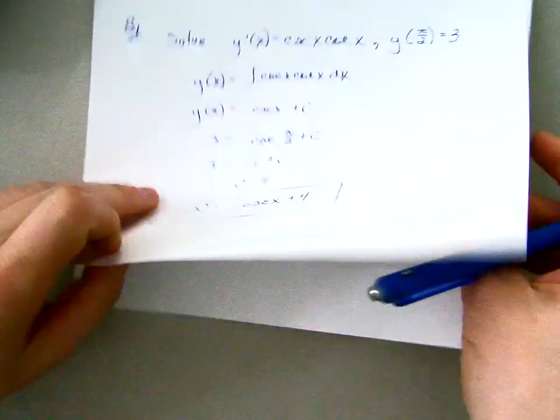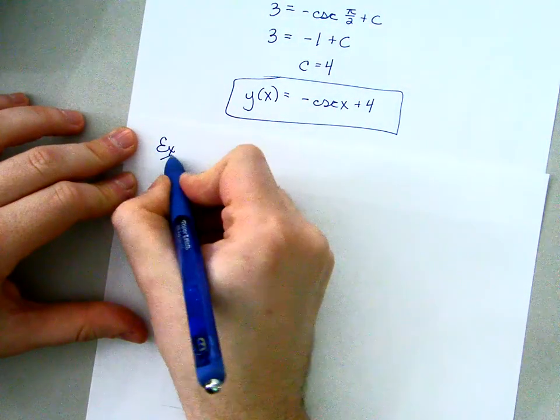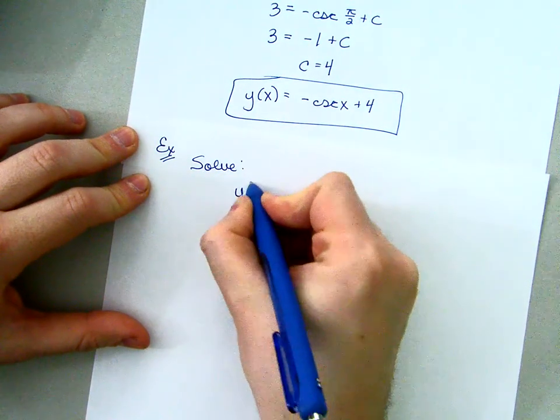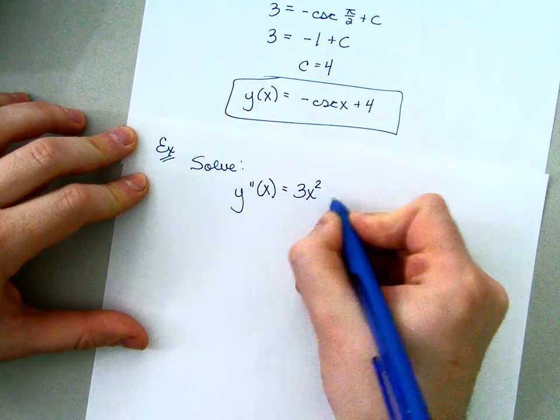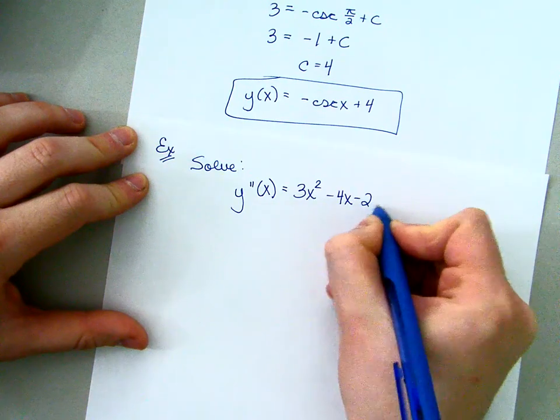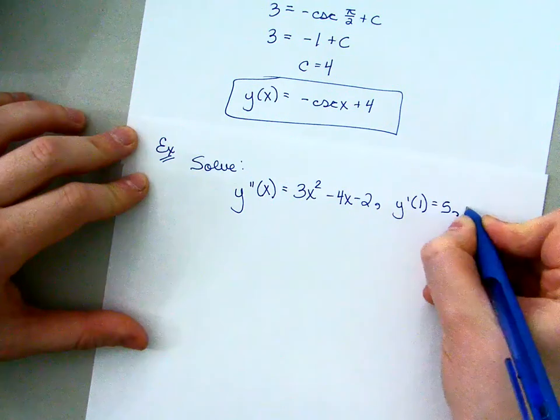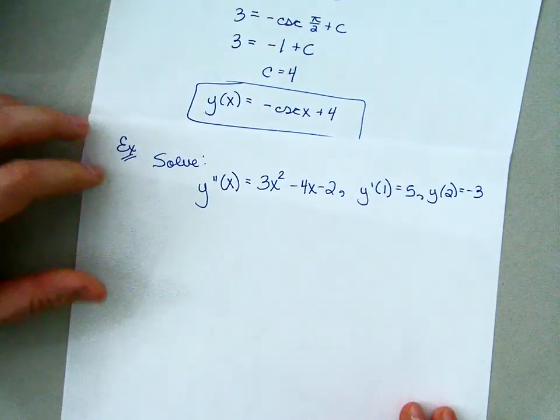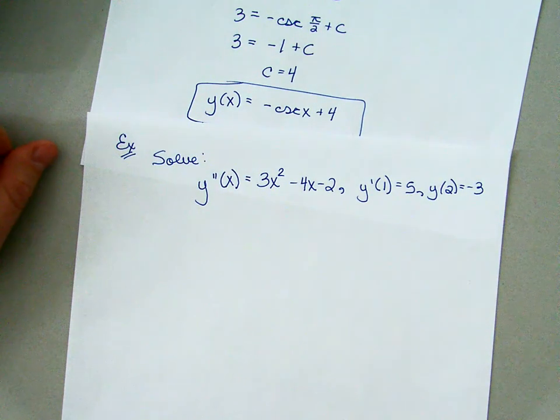Well, we need to look at a tougher differential equation. We're going to take a look at the differential equation y double prime of x equals 3x squared minus 4x minus 2. I'm going to tell you that y prime of 1 equals 5, and that y of 2 equals negative 3. How is this different? You're given a second derivative.